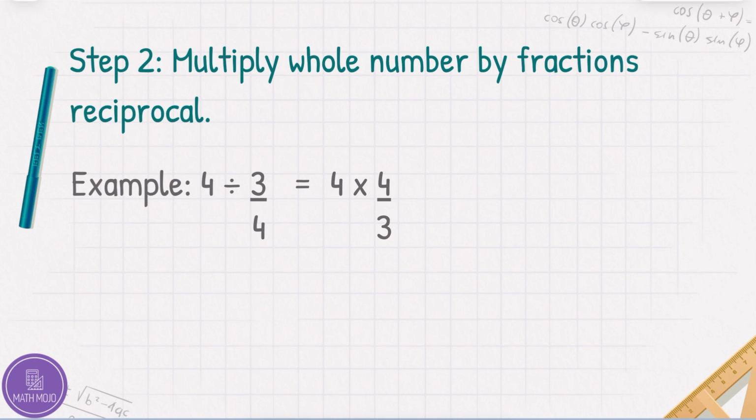Okay, and then in our next step, what we have to do is multiply the whole number by the fraction's reciprocal. So over here we have our whole number, and this is the reciprocal that we just found, and we need to multiply them. To multiply this, we multiply the whole number in the numerator straight through. So we get 4 multiplied by 4 is 16, and then our denominator stays the same, which gives us 3. And this is the fraction in its simplest form, so that is our final answer, 16 over 3.